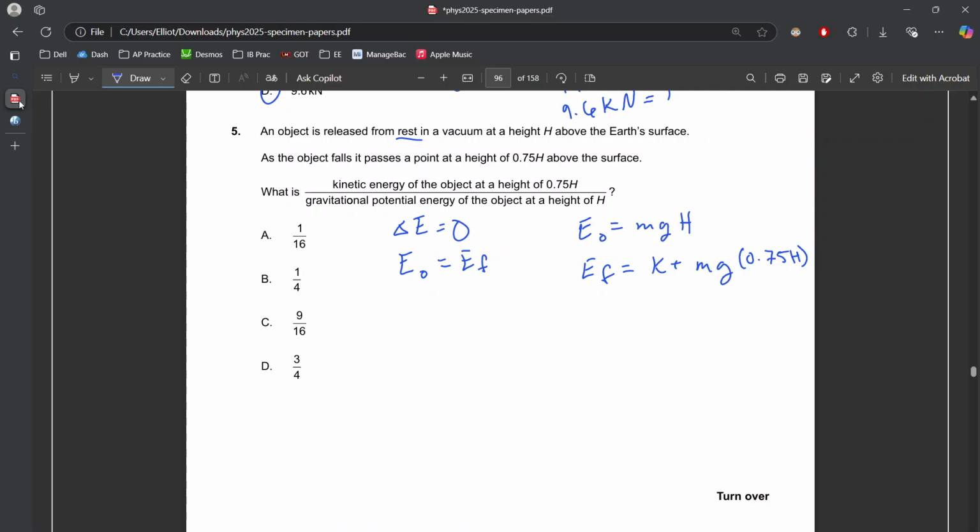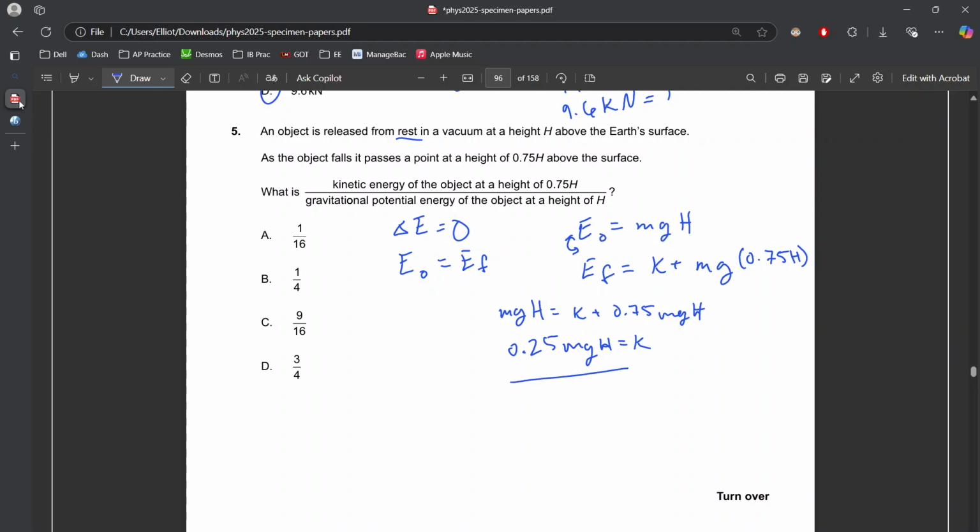So now, remember these two are the same. So you can say mgh is equal to your kinetic energy plus 0.75 mgh. And if you can do subtraction, you know that 0.25 mgh is equal to K. Oh, sorry, I'm using a lowercase h. Let me change to capital H.